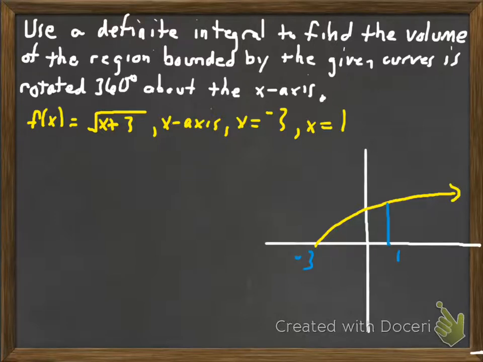Alright, what's in yellow there is the graph of the square root of x plus 3, and then I labeled where x equals negative 3 and x equals 1 are, and I'm going to highlight the boundaries. There's the curve, square root of x plus 3. There's the boundary x equals 1. There's the x-axis. If we needed to, we would draw the vertical line x equals negative 3. We're trying to find the volume of the figure created by rotating that region around the x-axis.